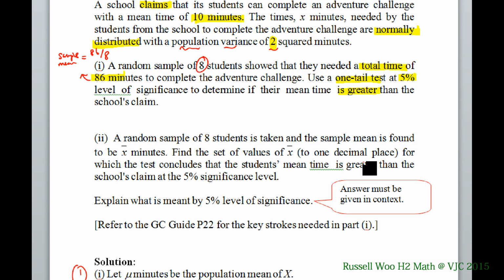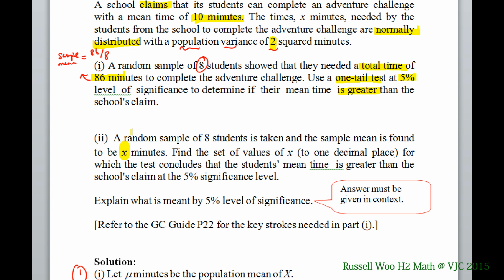Okay, part 2. Have attention, please. Part 2 will illustrate to us that sometimes we cannot make use of p-value. Why? Look at the question. A random sample of 8 students are taken. You sample 8 students and found a sample mean of X bar.